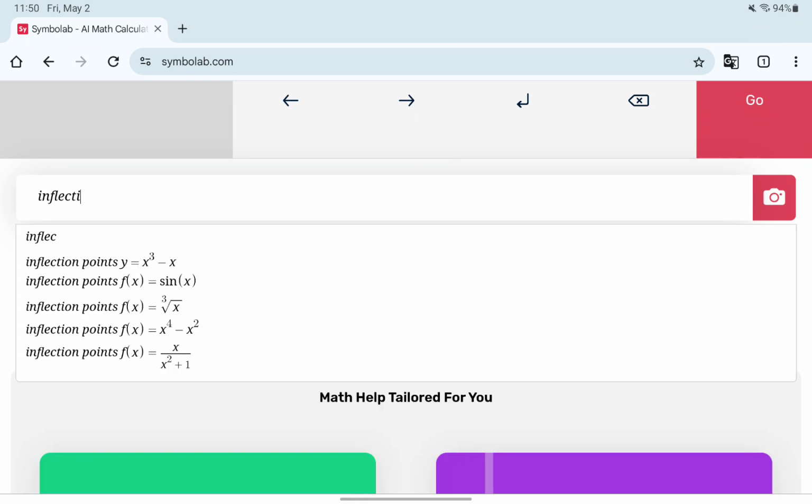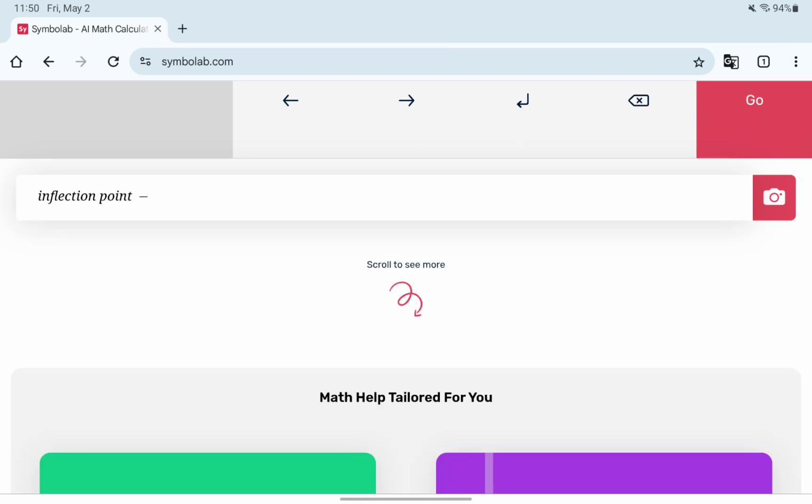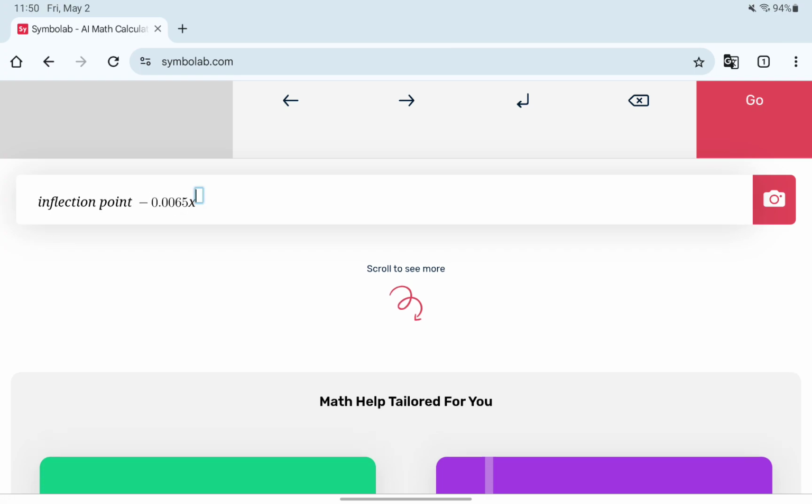In Symbolab, we'll use that same command. We want to find inflection points for this function, negative 0.0065 x cubed plus 0.0372 x squared plus 0.0079x plus 16.7646.